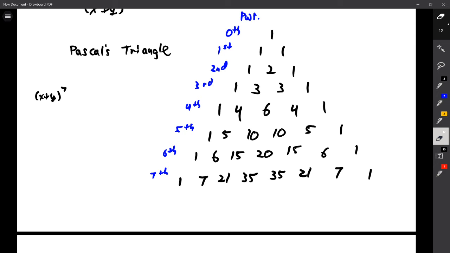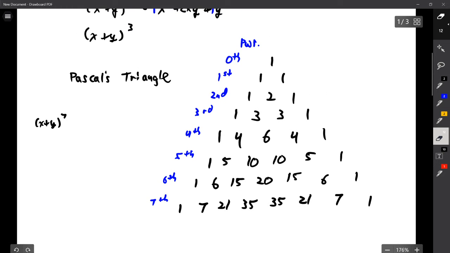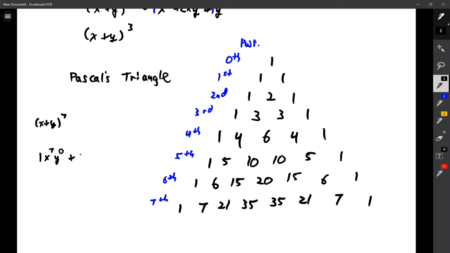We start out, in this case, with the 7th, we would start out with a 1. If I just go ahead and write all of the values here to begin with, we would have a 1, x to the 7th, y to the 0th. Now, we usually just write that as x to the 7th. But if I show all of the pieces of what's going on here, plus, now my second coefficient there is 7, so plus 7, x to the 6th, y to the 1st, plus the next coefficient, 21, x to the 5th, y squared.